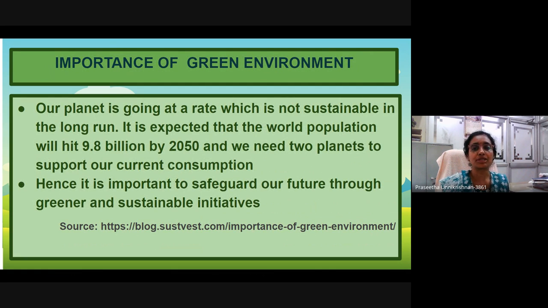What is the importance of green environment? Our planet is going at a rate which is not sustainable in the long run. It is expected that the world population will hit 9.8 billion by 2050, and maybe we need two planets to support our current consumption of resources. Hence, it is important that we safeguard our future through more greener and sustainable initiatives. So herein lies the importance of green environment.